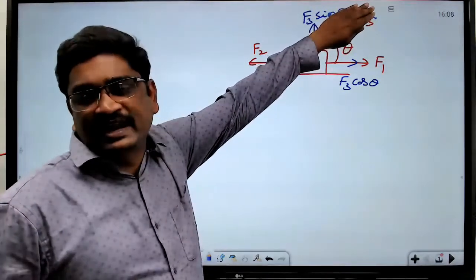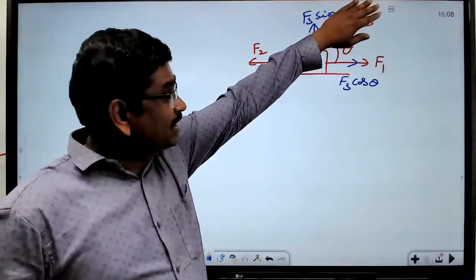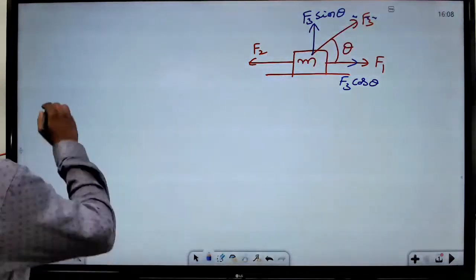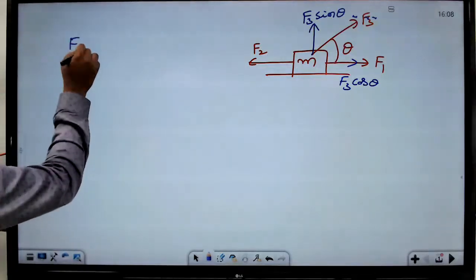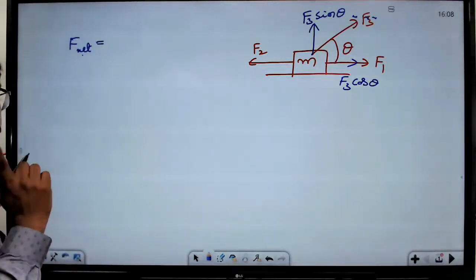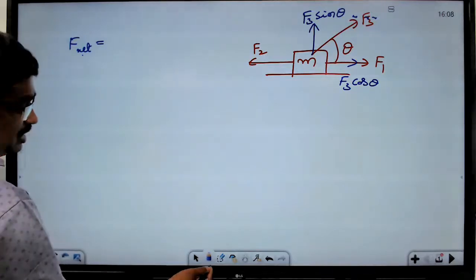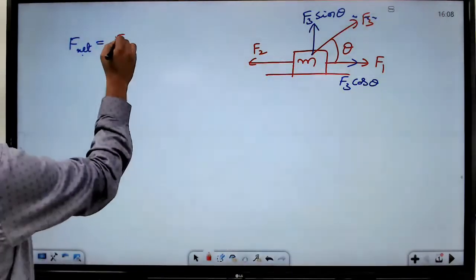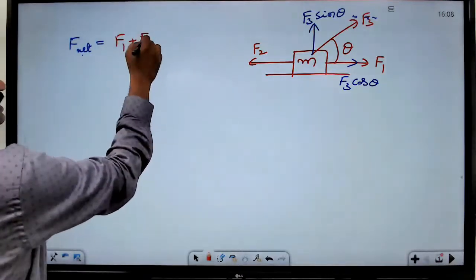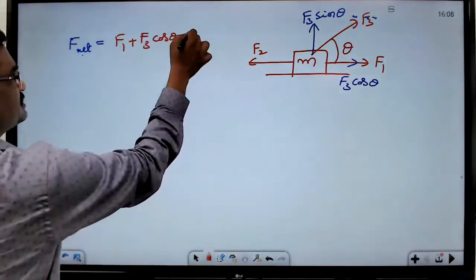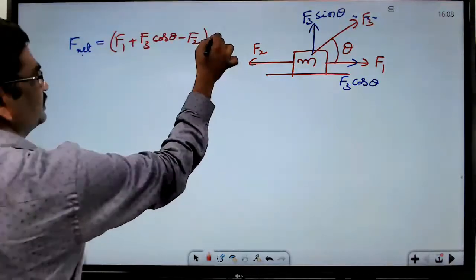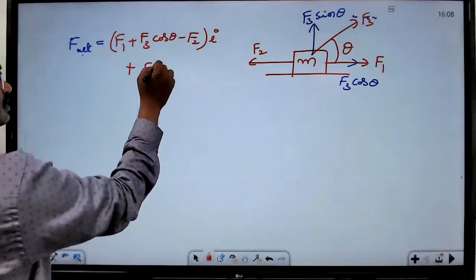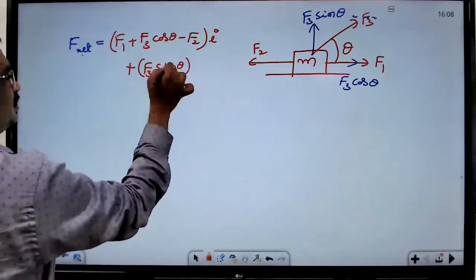Now forces are acting along the x-axis as well as along the y-axis. So we need to write in terms of vector notation, that is nothing but F net can be written as x component into i. What are the x components of forces? X component is F1 plus F3 cos theta minus F2 into i. Next, vertical component, F3 sin theta only, into j.